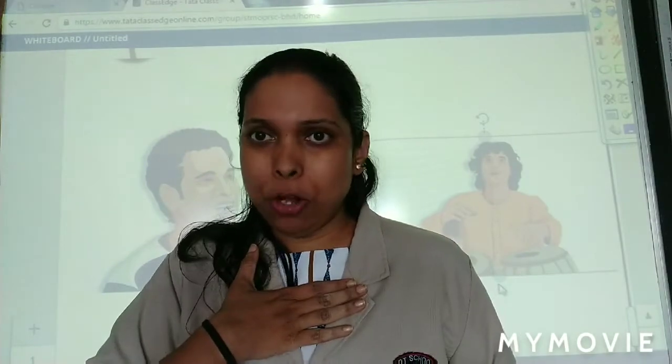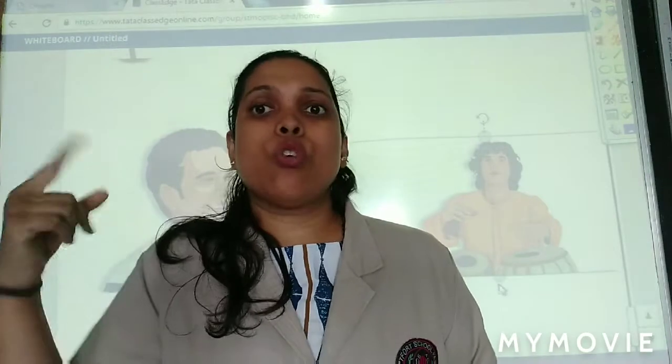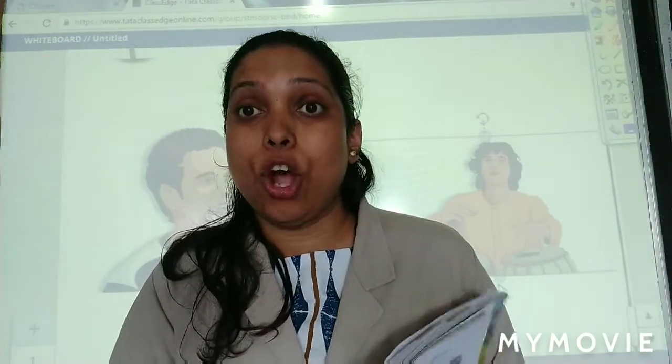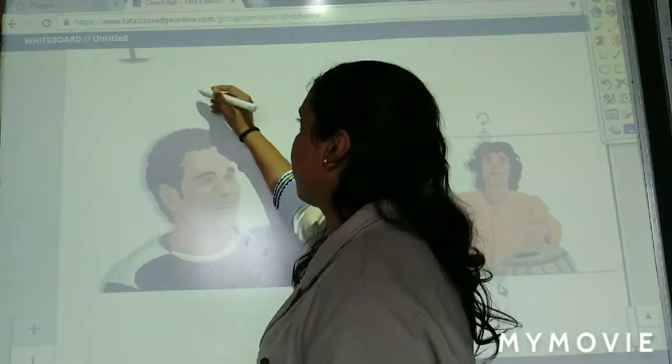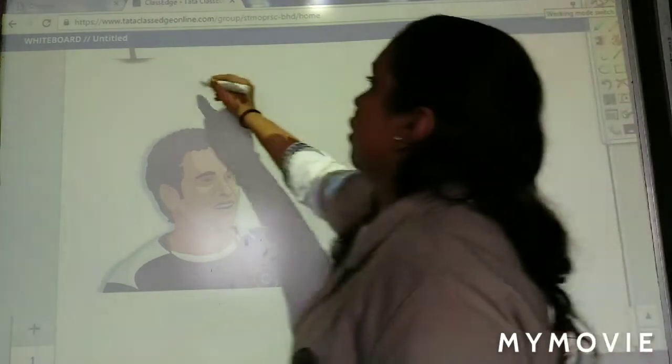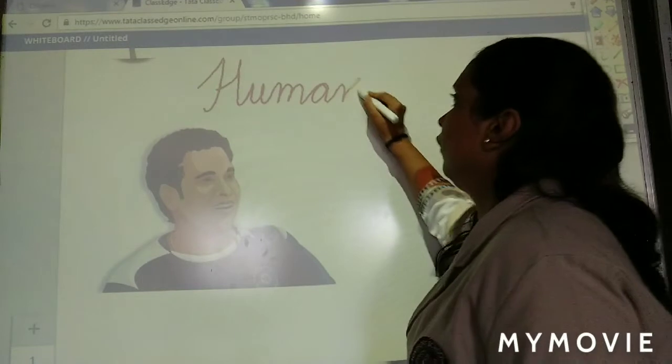So I am also a person. They are also a person. You are also a person. So we all come under the category of human beings. What are we called? Human beings. We come under the category of human beings.